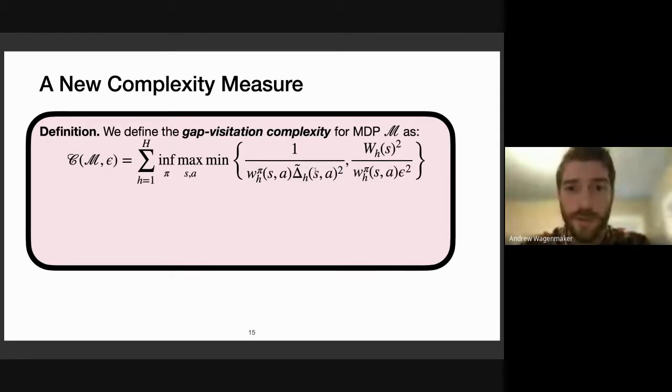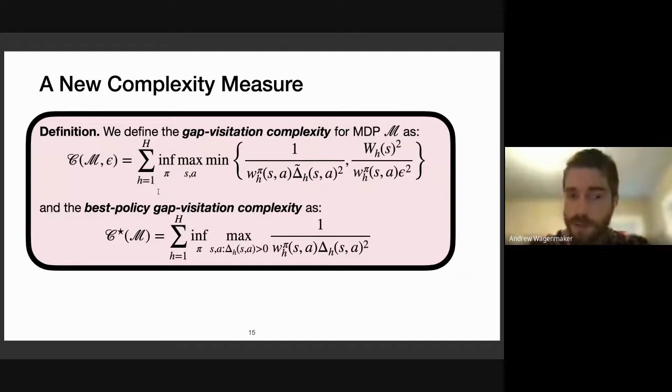But the important thing to note is that it depends on how easy it is to reach a state, as well as how difficult it is to identify an optimal action in a state. It's dependent on the best possible policy, in a sense, over the worst possible state and action.